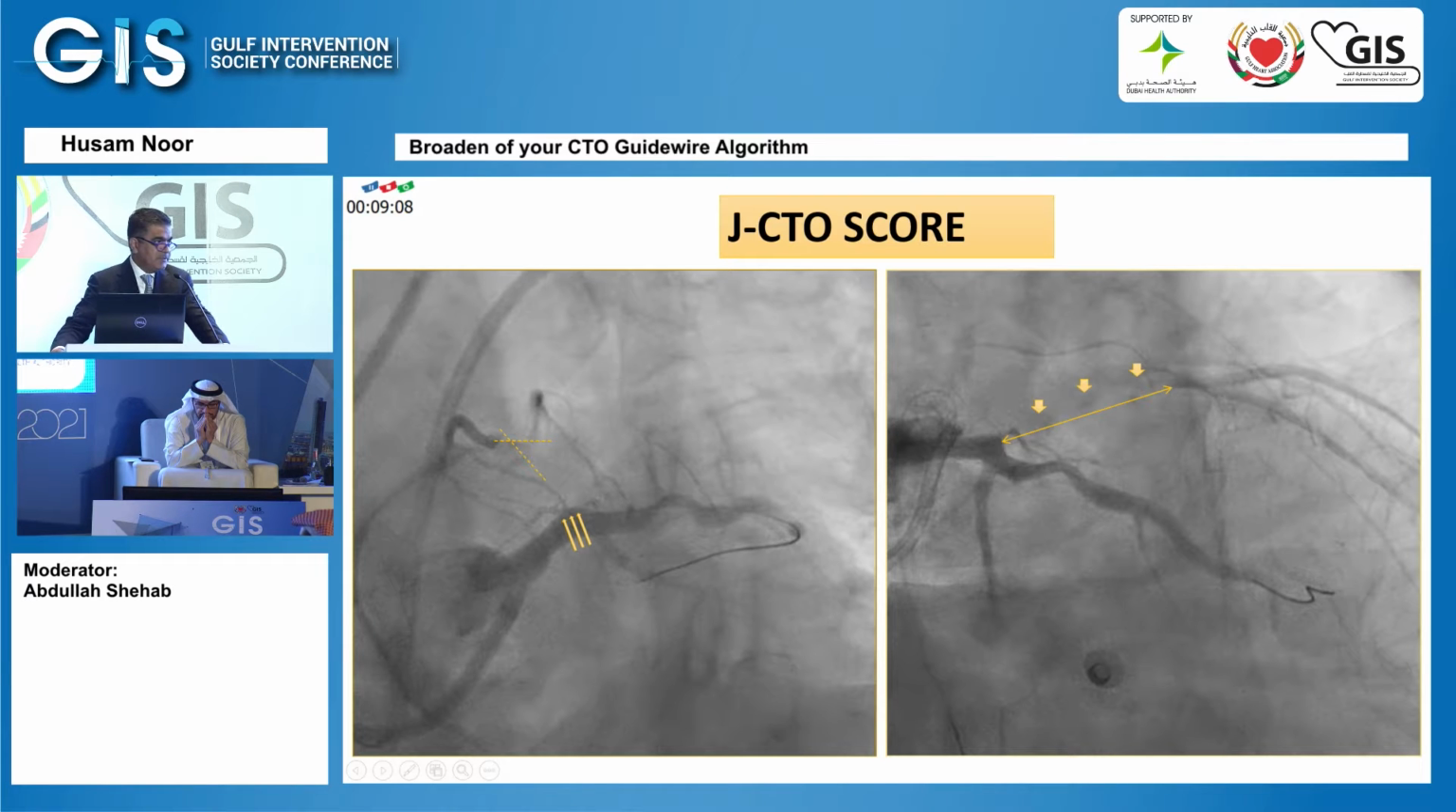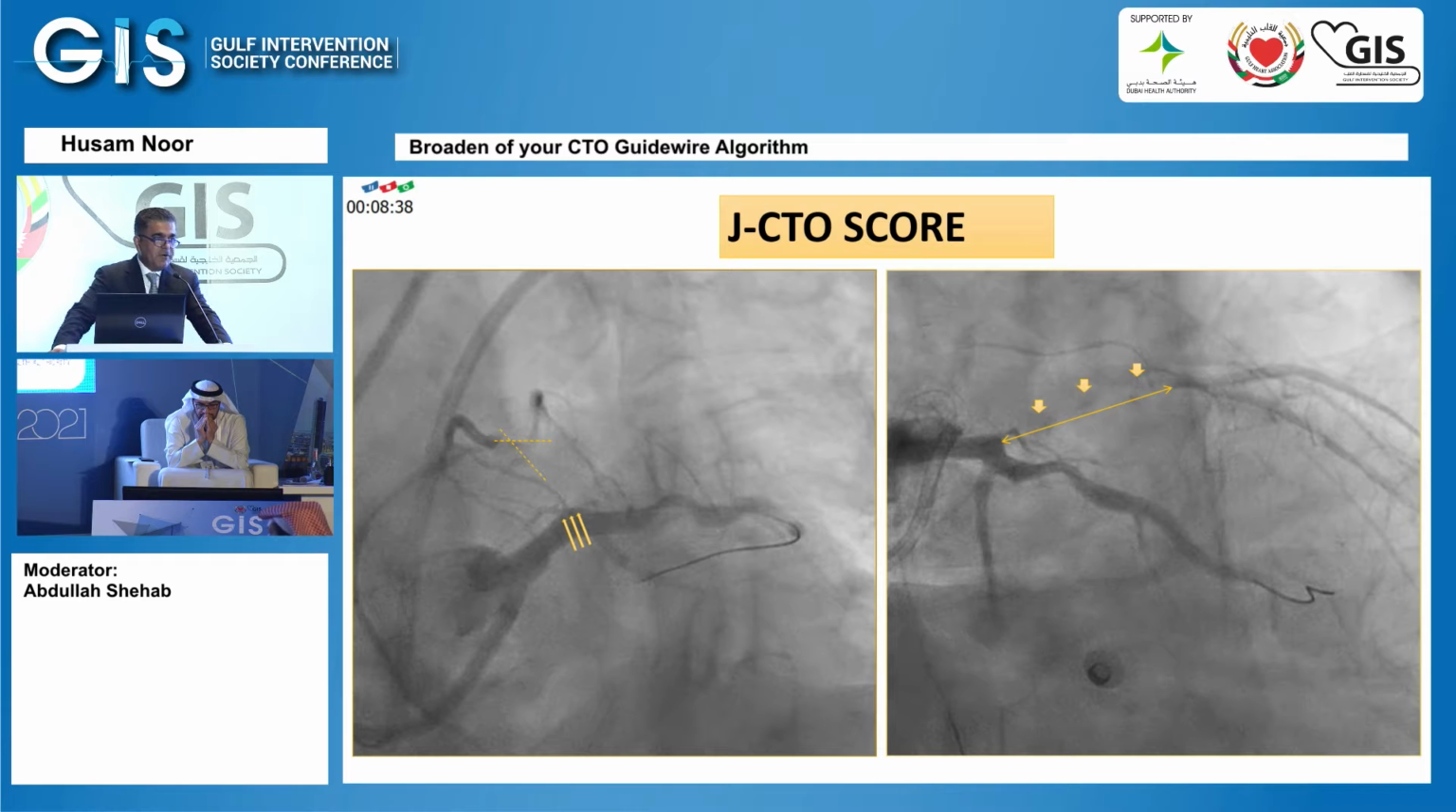As in the previous session, we talk about the JCTO, and the reason we talk about the scoring system, and this is one of the easiest user-friendly systems used by the Japanese more than 10 years ago. It's important to know your JCTO score, because that dictates the complexity of your cases. Also, that dictates whether you should do the case or not, and whether you should refer to a center who can do complex interventions.